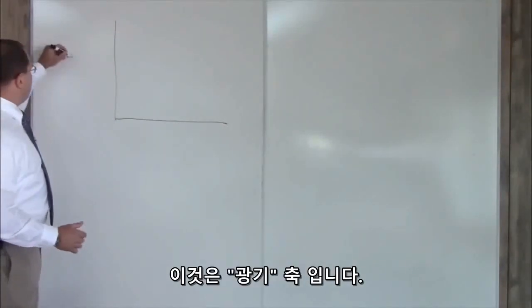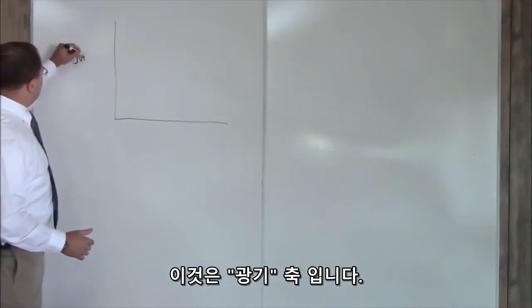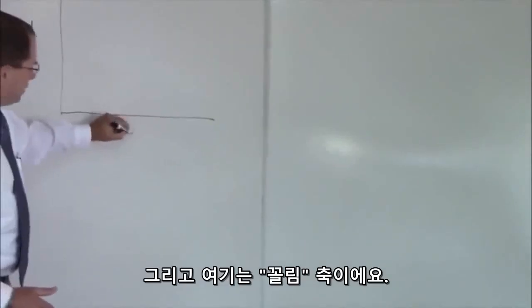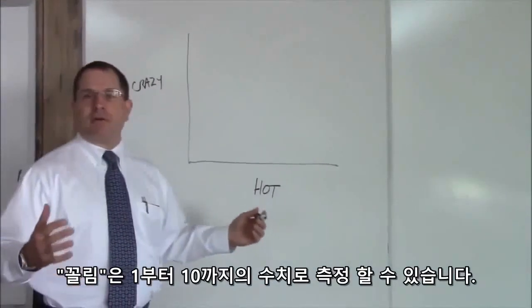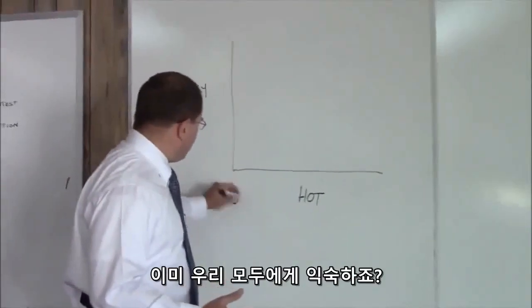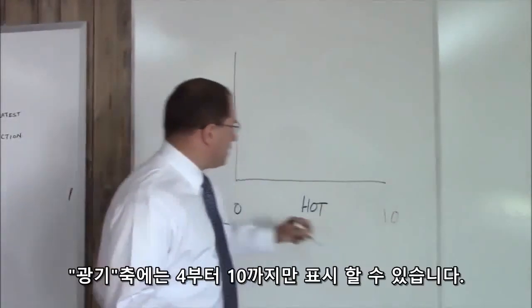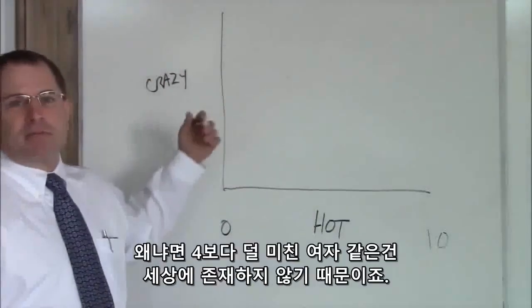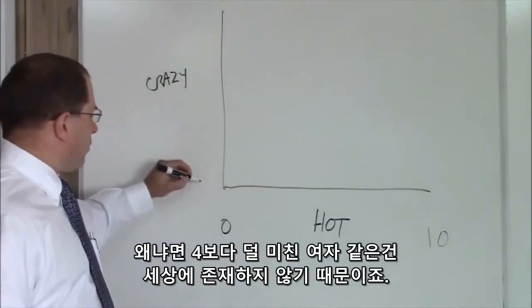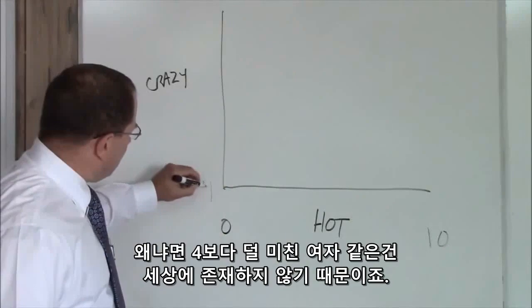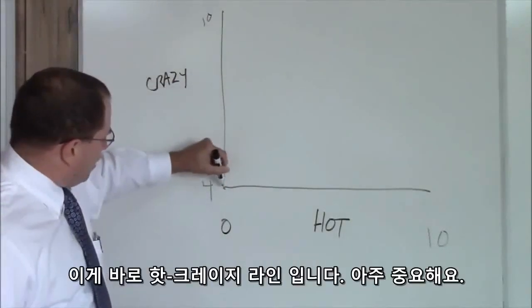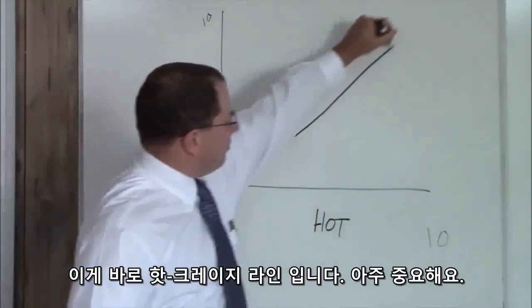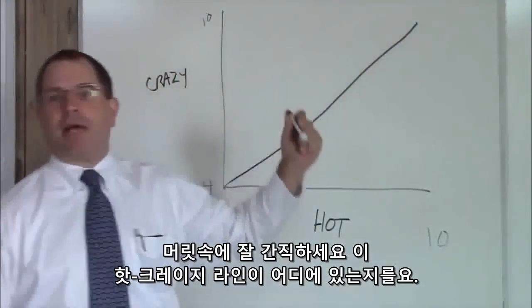You have your crazy axis and your hot axis. Hot is, as usual, measured from 0 to 10. We're all familiar with that. Crazy is measured from 4 to 10 because, of course, there's no such thing as a woman who's not at least a 4 crazy. So you got 4 to 10. This is your hot-crazy line right here. Very important that you keep in mind where the hot-crazy line is.